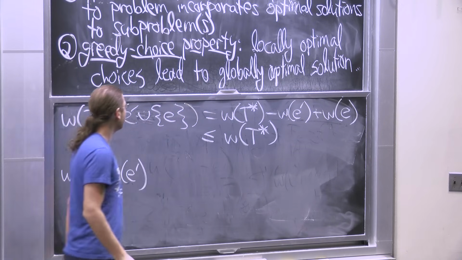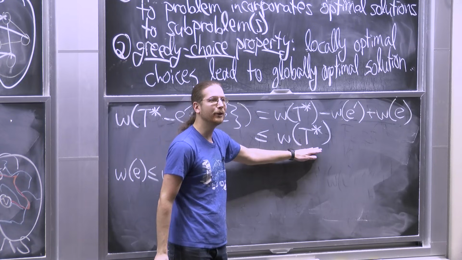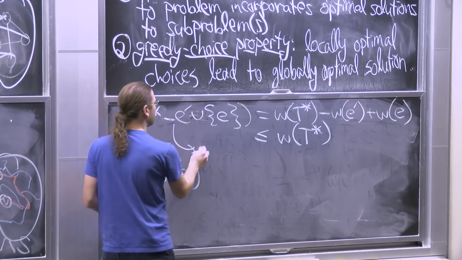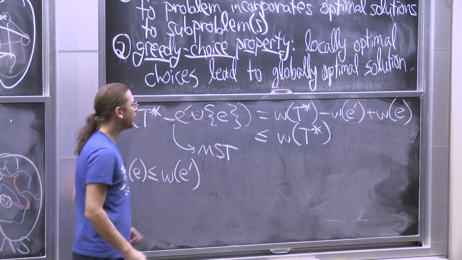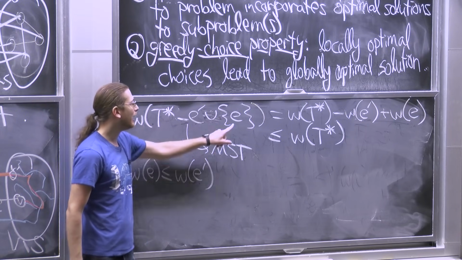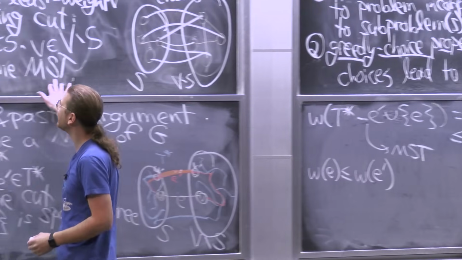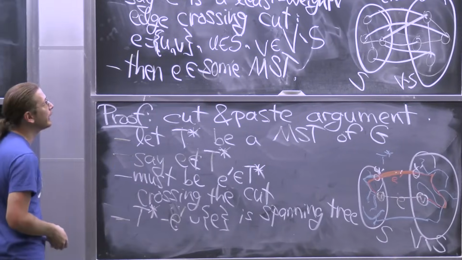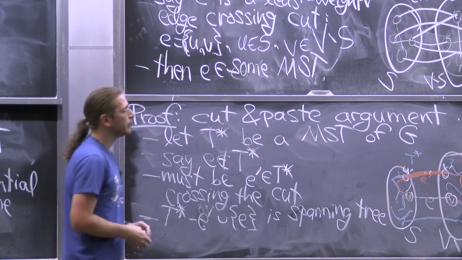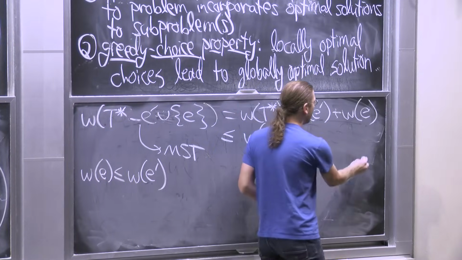And that's what I want, because that says the weight of this spanning tree is less than or equal to the optimum weight, the minimum weight. So that means actually this must be minimum. So what I've done is I've constructed a new minimum spanning tree. It's just as good as T star, but now it includes my edge E. And that's what I wanted to prove. There is a minimum spanning tree that contains E, provided E is the minimum weight edge crossing the cut. So that proves this greedy choice property.